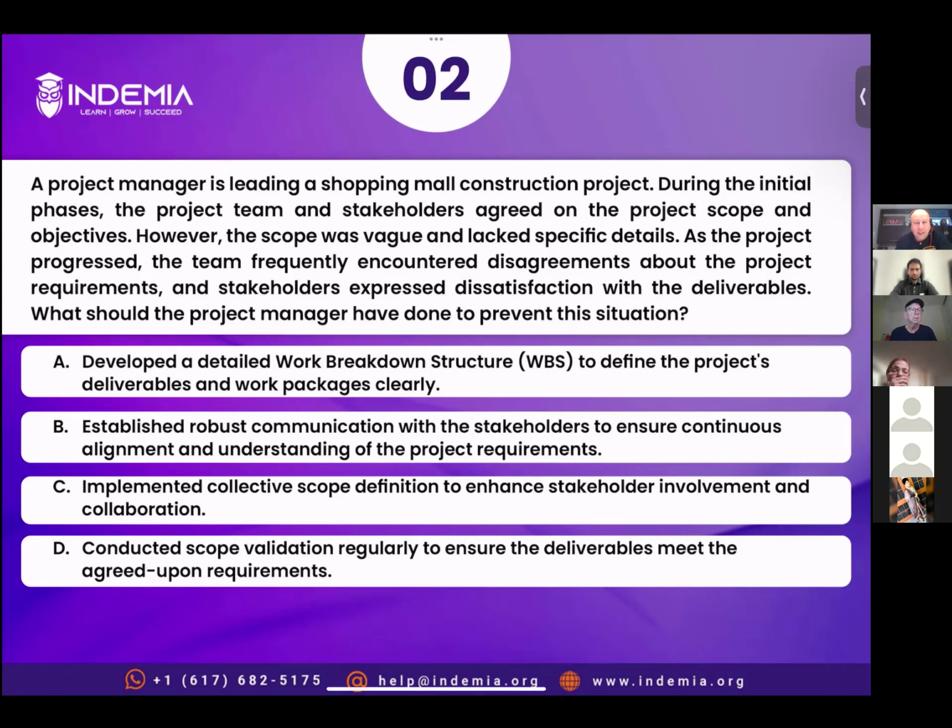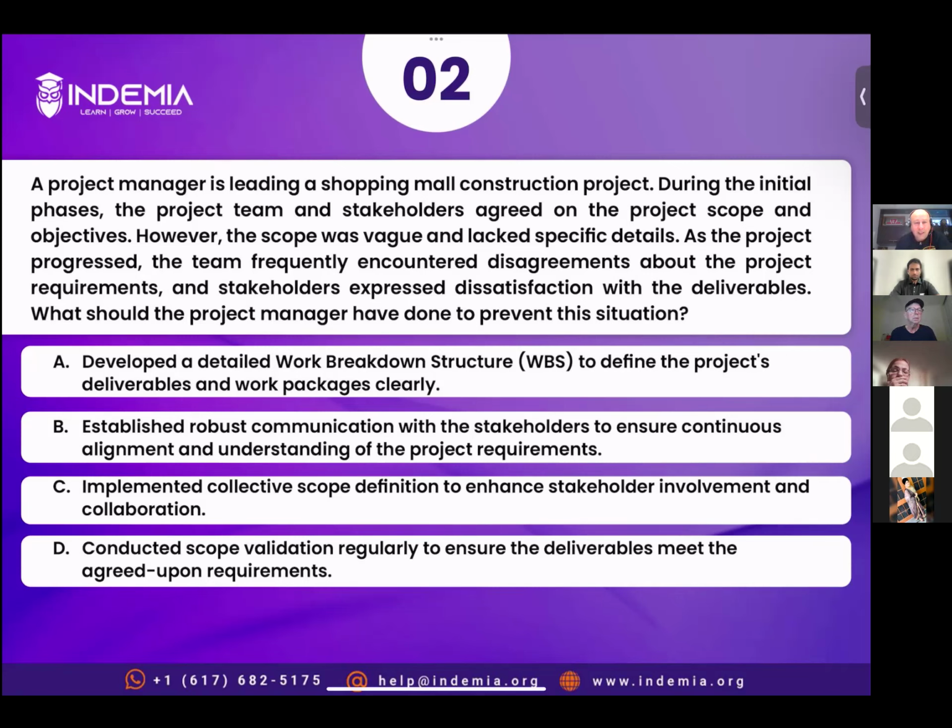Okay, let's read the question. It says the PM is leading a shopping mall construction project. During the initial phases, the team and stakeholders agreed on project scope. So first thing, they agreed on something, right? So it means involvement is there. You understand, everybody? If you're agreeing with the stakeholders during the initial stages, it means there is some level of involvement, right? And we can also see there is some level of collective scope definition. If both are agreeing on something, it means stakeholders are involved.